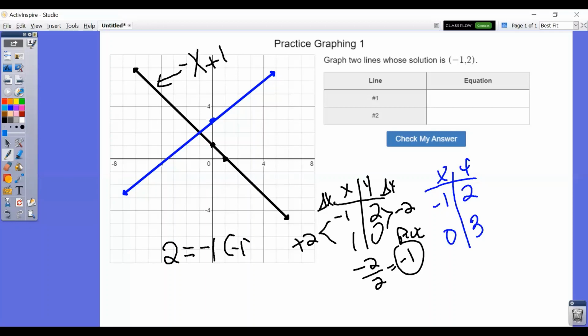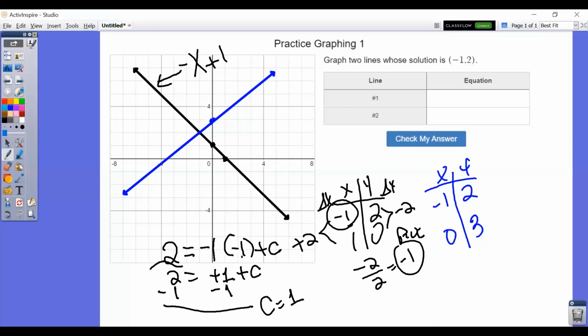Times -1, which is the x point, plus my constant. Well, -1 times -1 would give you +1, right? Plus my constant, and that equals 2. And my constant will equal 1, because 2 minus 1 would give us 1, right? So my first equation would be -x plus 1, okay?